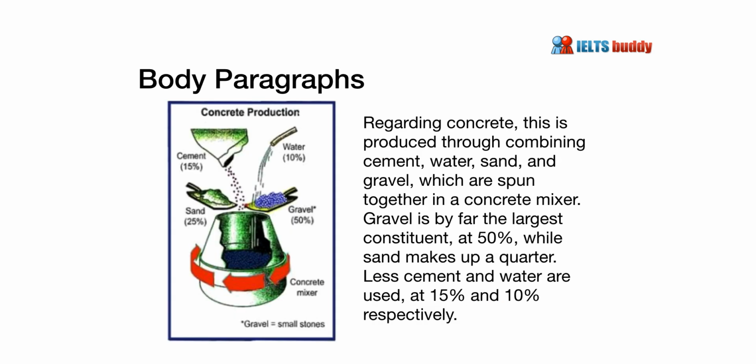The next body paragraph talks about the production of concrete. Again, you can see how the passive is used. This is produced from cement, water, sand and gravel, which are spun together in a concrete mixer, and less cement and water are used at 15% and 10% respectively.